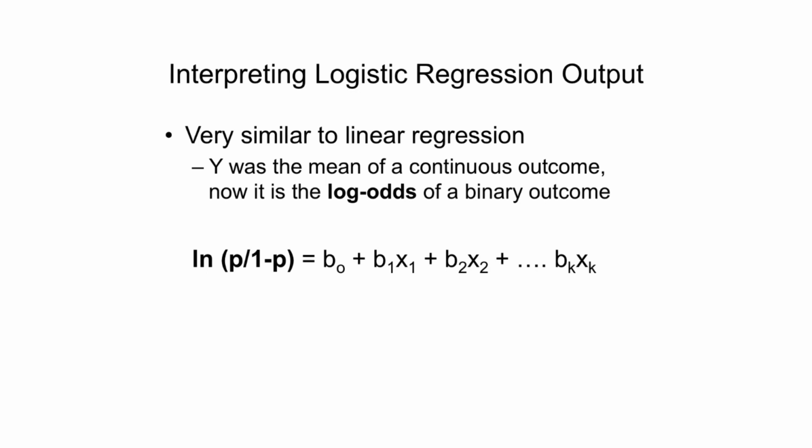How we interpret logistic regression output is very similar to linear regression, except that instead of modeling the mean of a continuous outcome, we're now looking at the log odds of a binary outcome. So let's look at the output using our binary weight variable as the explanatory variable and CHD, yes versus no, as the outcome.